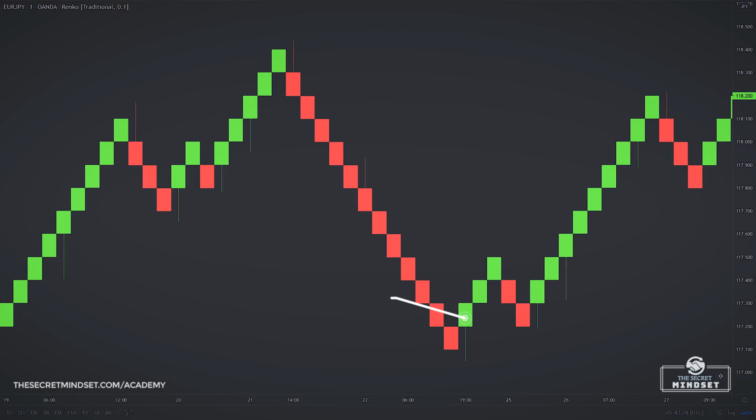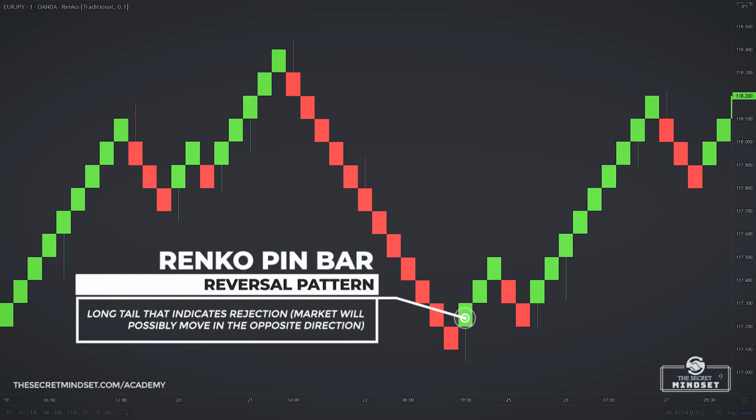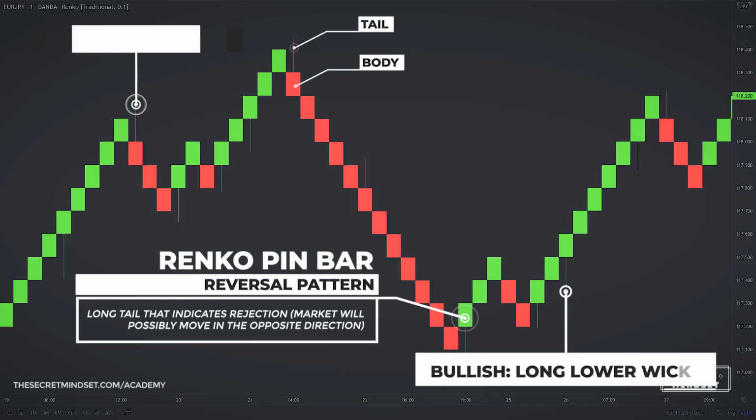A pin bar is a chart candlestick characterized by a long tail that shows rejection and indicates that the market will move in the opposite direction. The area between the open and a close is called the real body, and typically all pin bars have a very small real body and a long shadow. A bullish pin bar is known for its lower wicks, and the bearish one is characterized by long upper wicks. The same is true for Renko charts. The idea is to find Renko boxes that have long wicks.